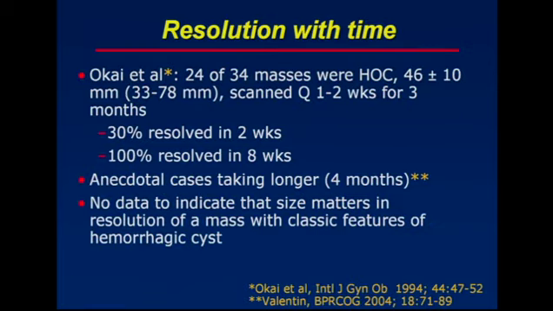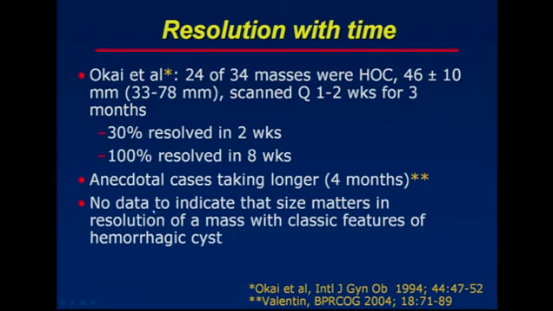Cysts that are due to hemorrhage do resolve over time. So that's one thing in our favor. If we think it's a physiological process, it should change. This is a landmark article that showed that hemorrhagic ovarian cysts, when scanned on a weekly basis for 3 months, 30% of them would resolve within 2 weeks, and 100% of them in this series resolved in 8 weeks.